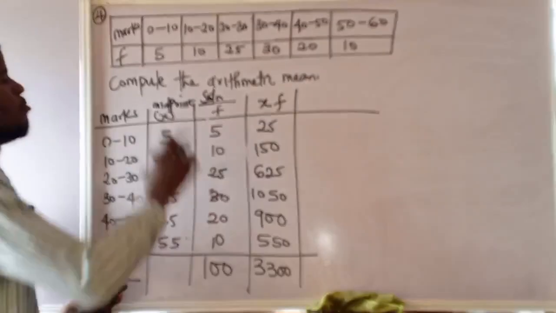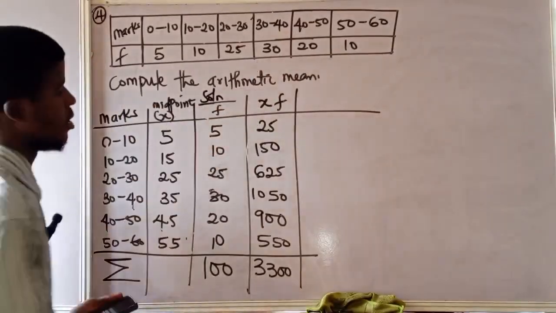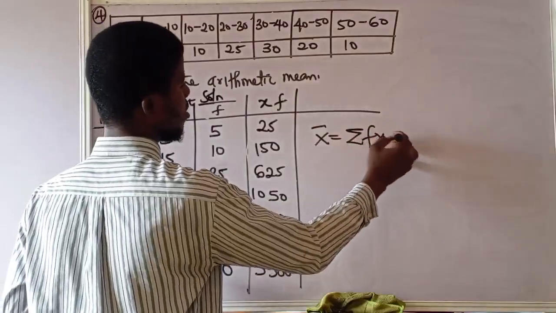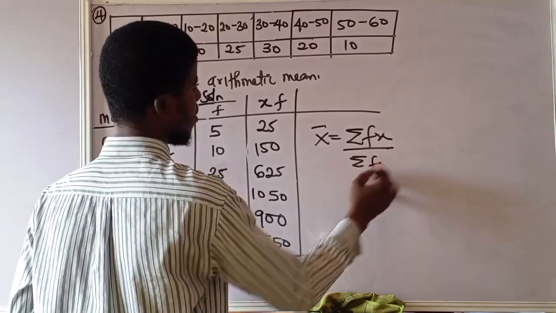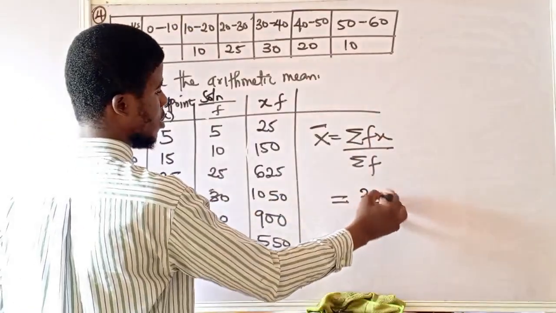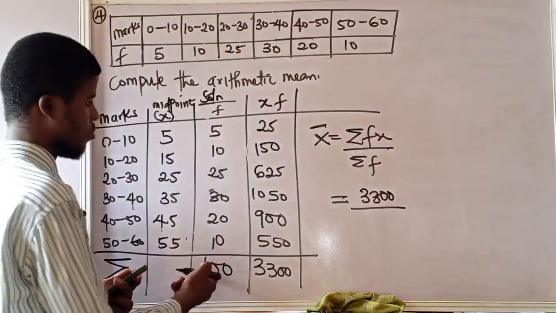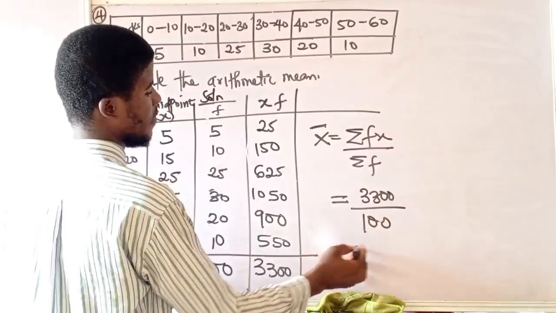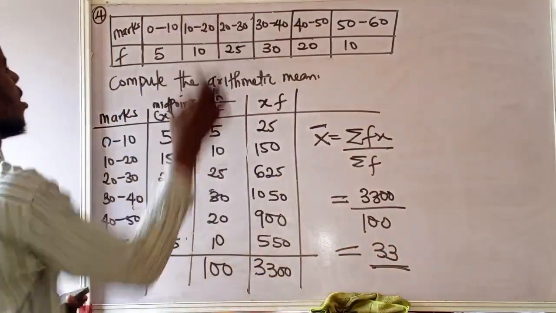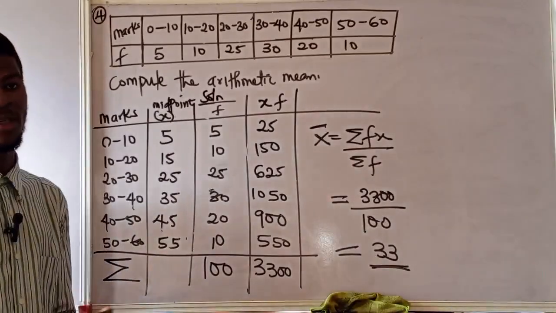You know, for data with frequency, the arithmetic mean is summation fx all over summation f. Summation fx is this, 3300. Summation f is 100. Divide this to get 33. This is the arithmetic mean of this distribution of marks.